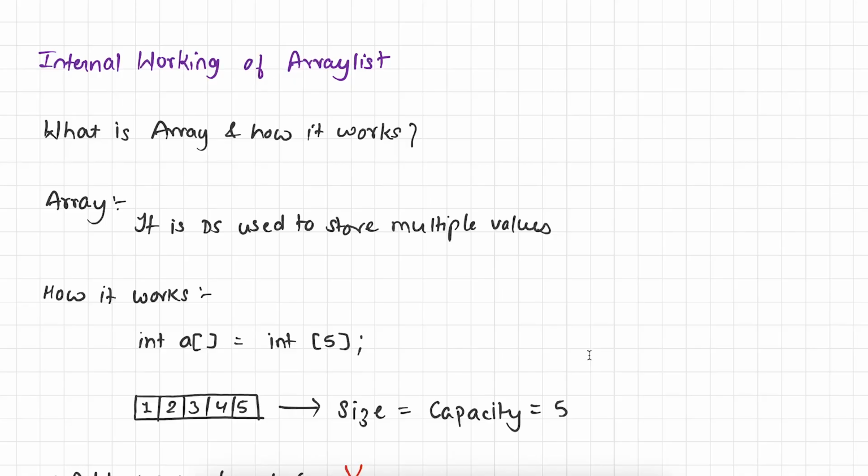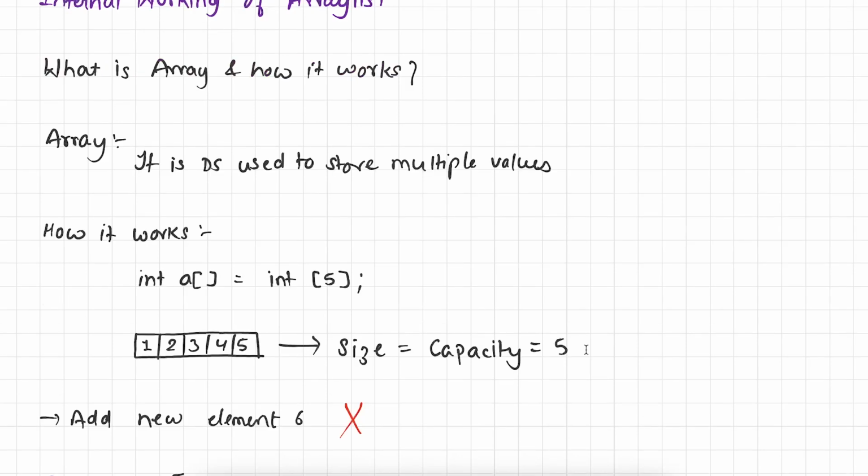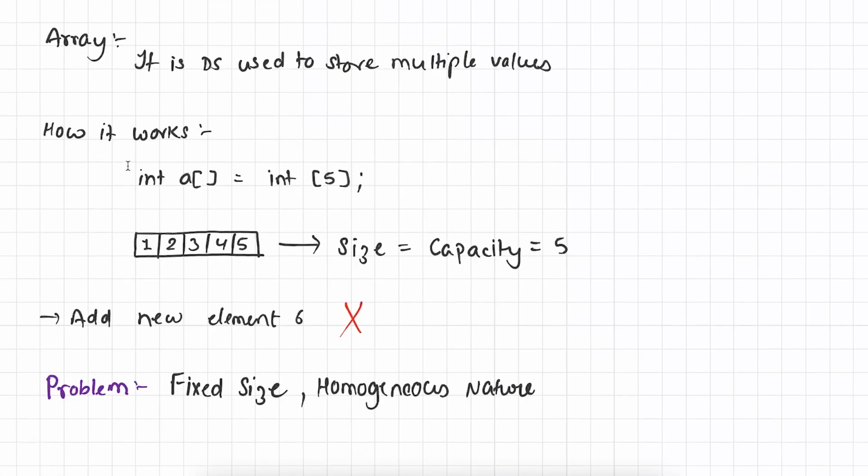Alright, so guys, to understand how ArrayList works internally, we first have to understand what an array is and how it works internally. So what does it mean by array? An array is a basic data structure used to store multiple values, right? And how does it work? This is the syntax to create an array. And what does this syntax do? It is going to pre-allocate space for 5 elements and the type of those elements is integer, okay?